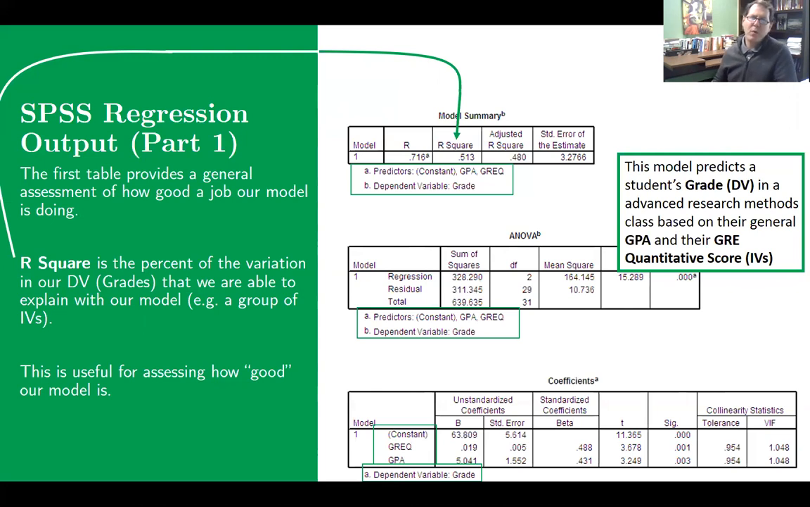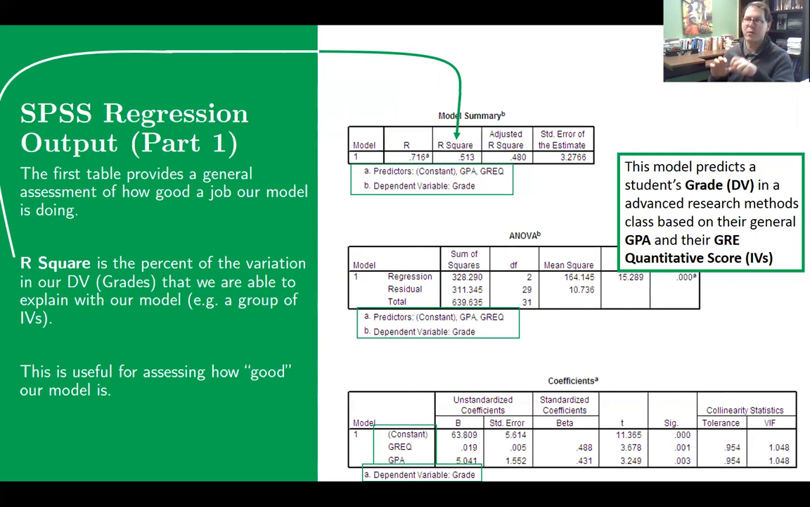So one of the first things that we would want to look at, if we were looking at the results of a regression model, and in this case we have a model that's looking at the predicted grade that people will get in a research methods graduate class. That's our dependent variable. And in our model, we have two independent variables that we're using to predict grades. We're looking at your overall GPA, and we're looking at GRE quantitative scores. And so those are our two variables.